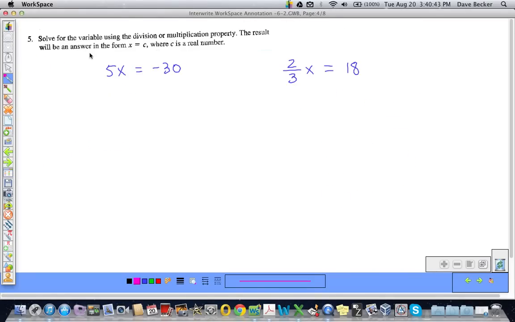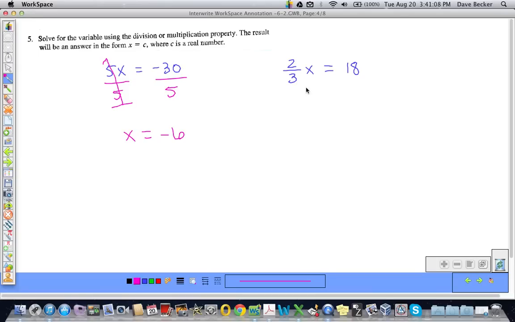And then we have solve for the variable using division or multiplication property. This first one is real simple. We're just going to divide both sides by 5. And then this becomes 1 because 5 over 5 is 1, and 1 times x is x. And negative 30 divided by 5 is negative 6.